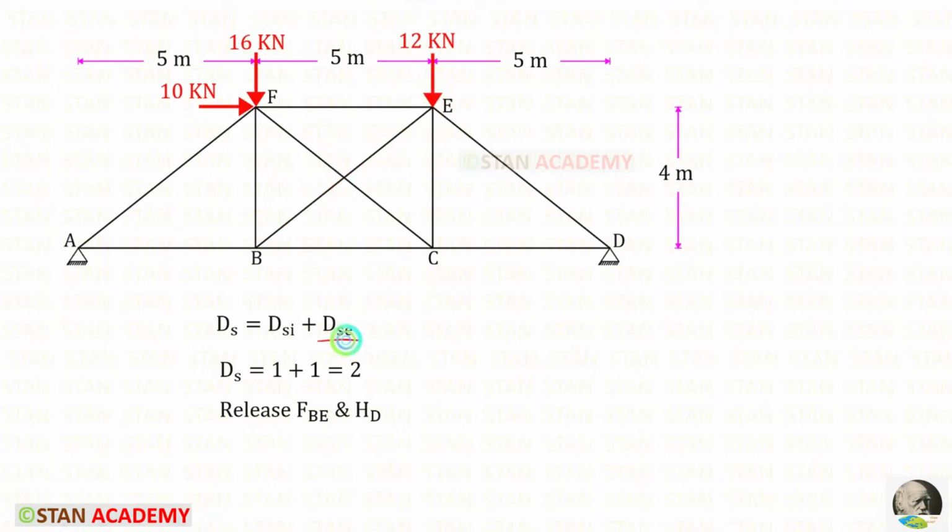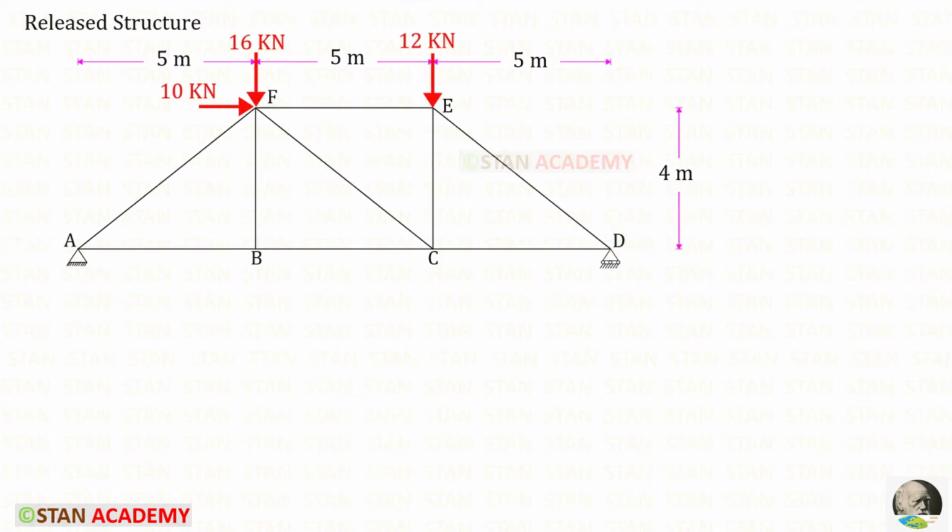Then externally, we need to remove one reaction. We know that there are 4 reactions. Out of these 4, we can remove any one. I am going to remove the horizontal reaction from D, that is HD. You can see that I have removed BE and at D I have given a roller support. Previously there was a hinged support and in the roller support there will be only one reaction. Here there is only a vertical reaction.